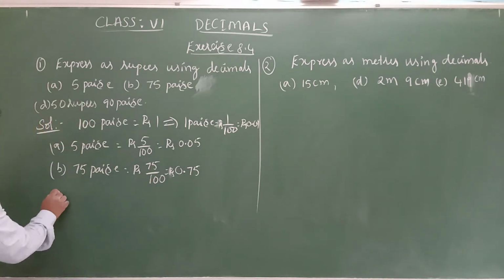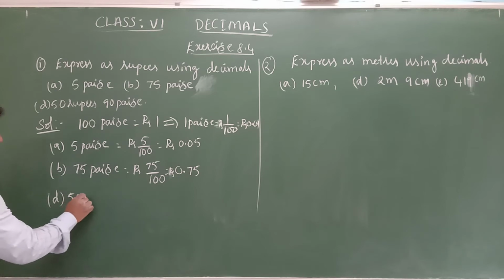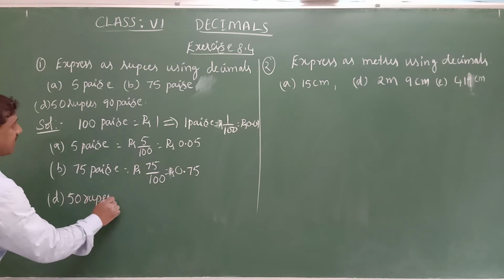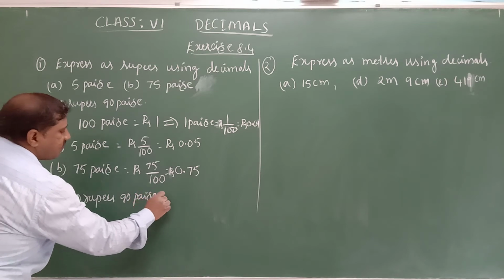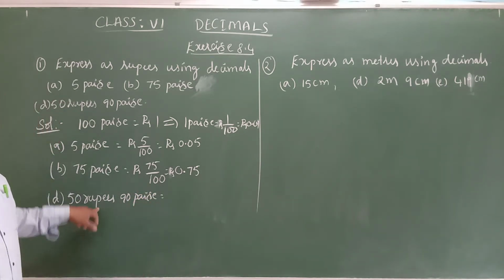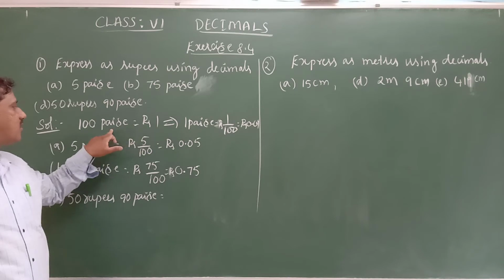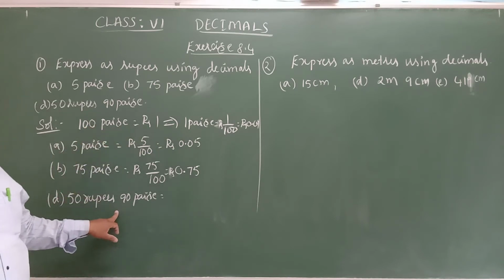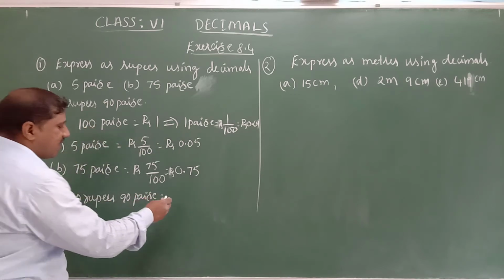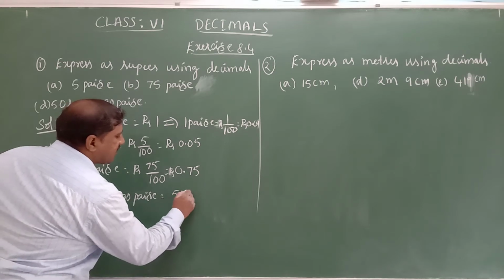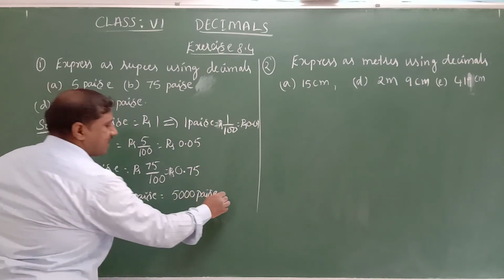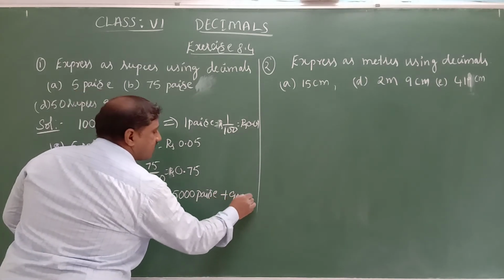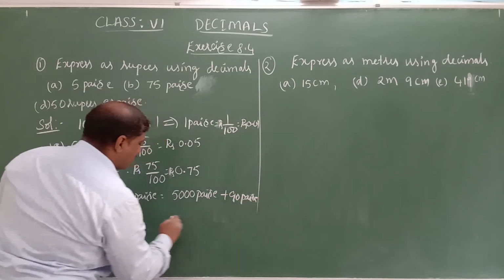Next, the D part, 50 rupees 90 paise. Convert the whole into paise. 1 rupee is equal to 100 paise. 50 rupees is equal to 50 into 100, we get 5000 paise, plus 90 paise. So 5000 plus 90 is equal to what do we get?